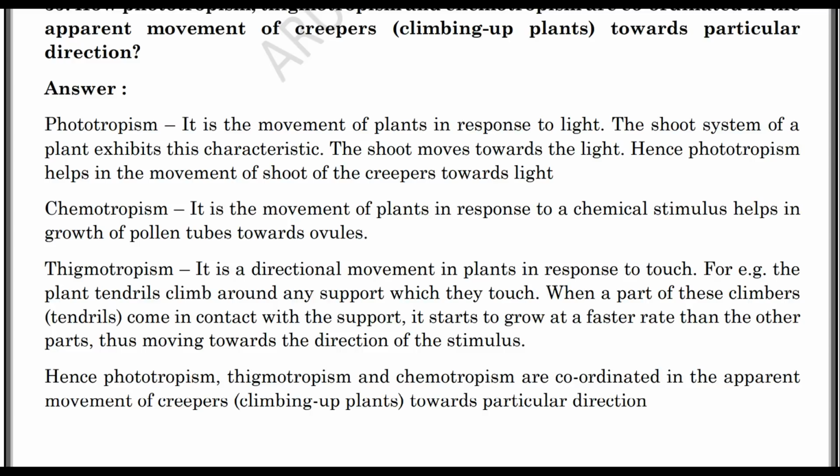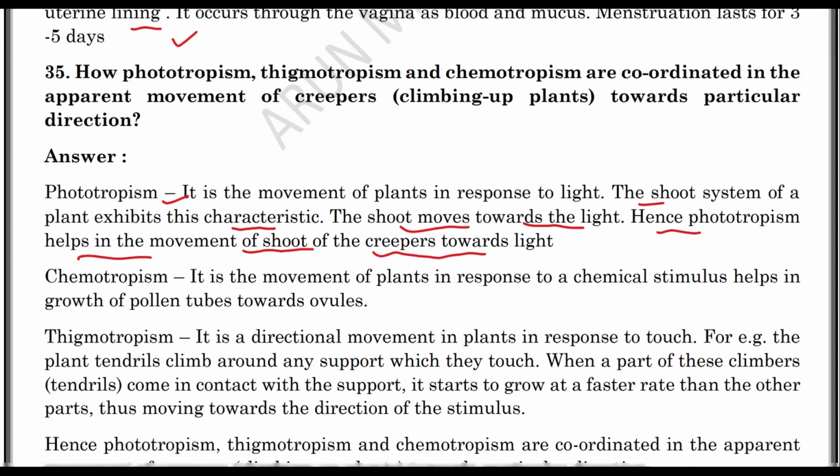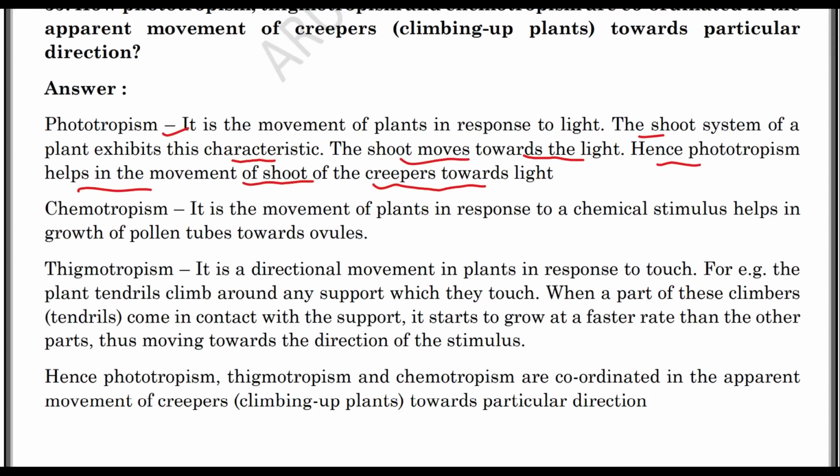What is phototropism? It is the movement of plants in response to sunlight. The shoot system of a plant exhibits this characteristic. The shoot moves towards the sunlight, hence phototropism helps in the movement of the shoots of the creeper towards the sunlight. Next, chemotropism is the movement of plants in response to a chemical stimulus. It helps in the growth of pollen tubes towards the ovule, hence it helps creepers in pollination.